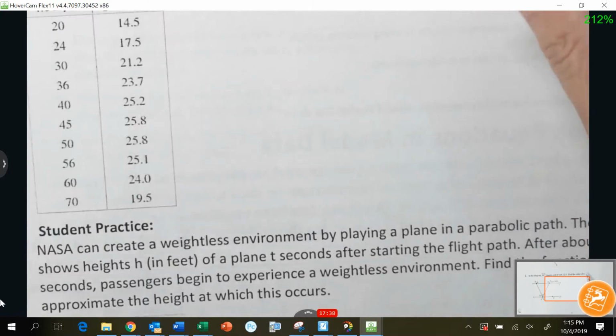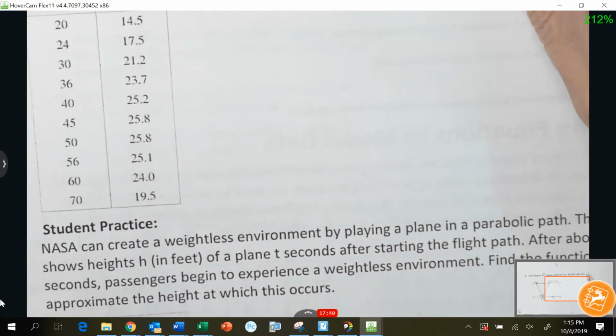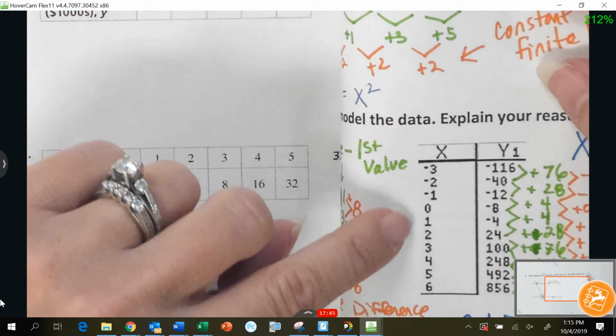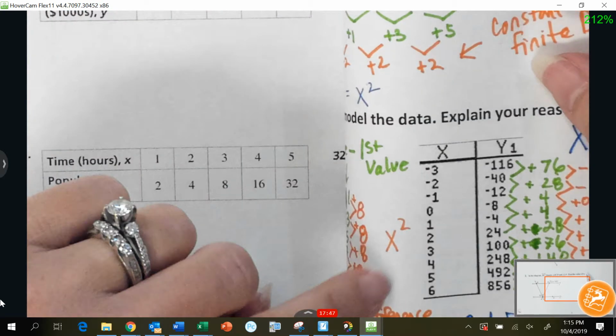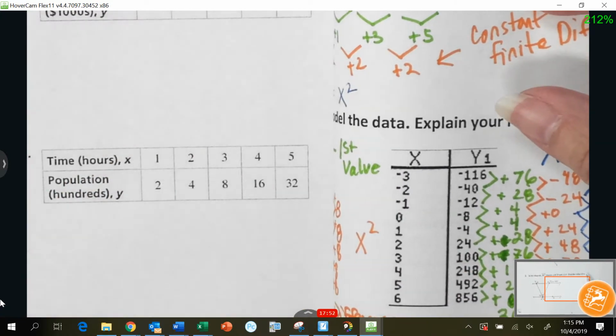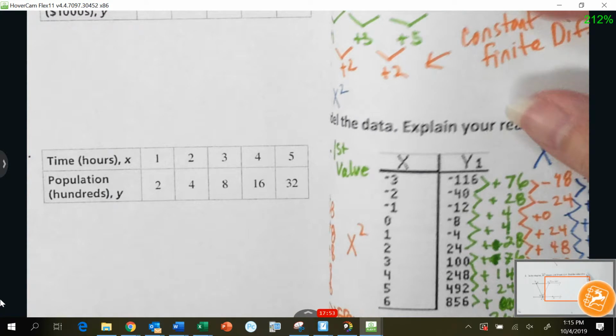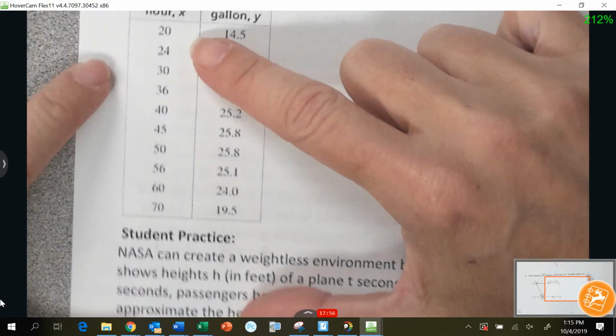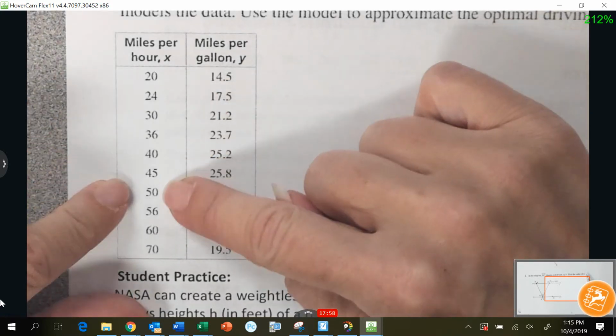Why what? Well, because the x values are all spaced evenly, they all go up by 1. So if the x values are spaced evenly, you can use differences to determine what kind of data it is. Now on this, are the x values spaced evenly?